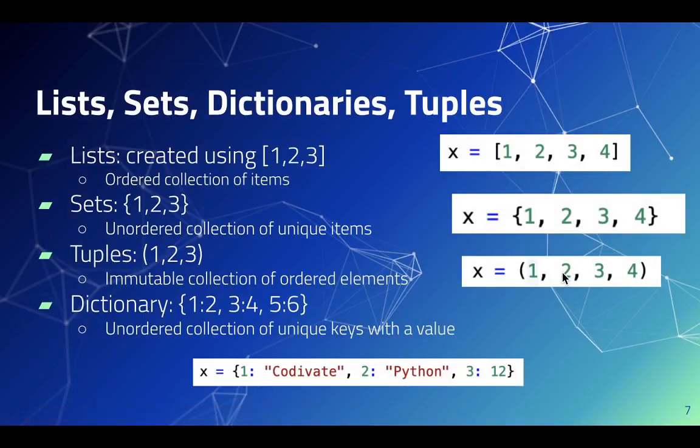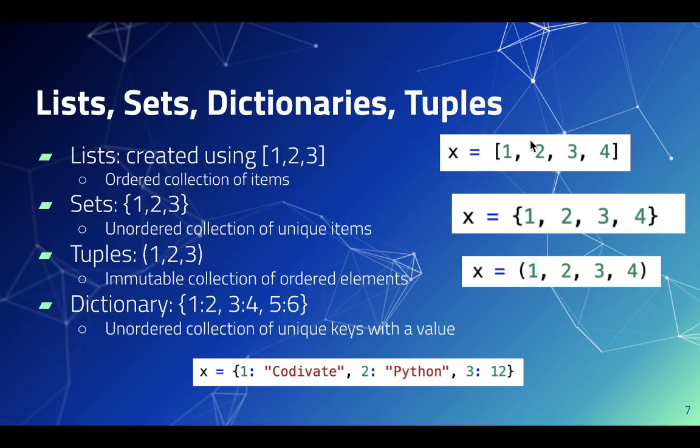Then we covered lists, sets, dictionaries, and tuples. So we already talked about the four basic data types, which included int, float, boolean, and strings. But these are four more that are a bit more advanced, but still fairly fundamental to Python.